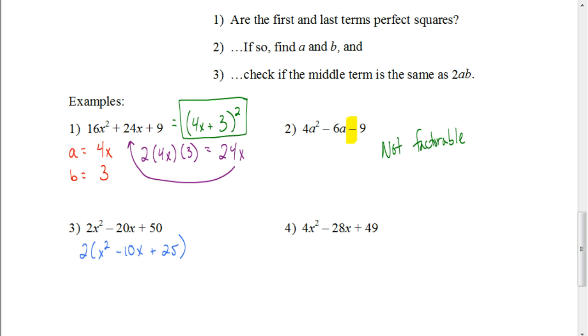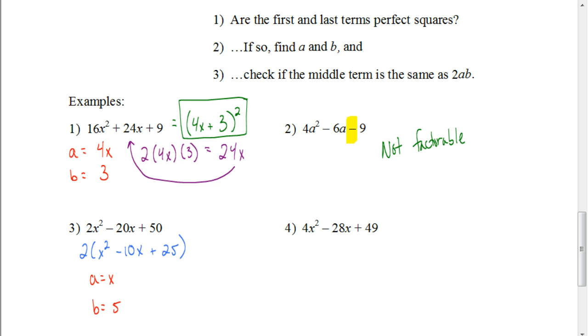So now I want to see, is x squared minus 10x plus 25 a perfect square trinomial? First I'm going to take the square root of x squared, to see if that's possible. Sure enough it is, so my value for a would be x. Now, can I take the square root of the last term? Well, the square root of 25 is 5, so far so good.